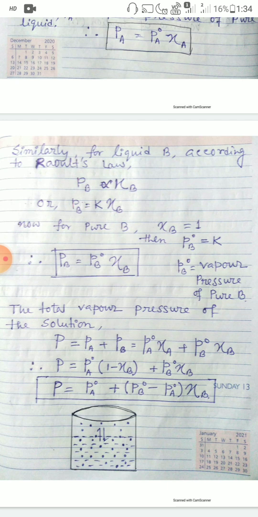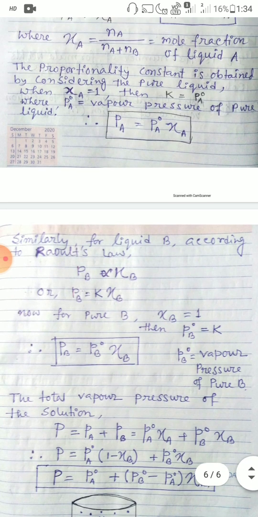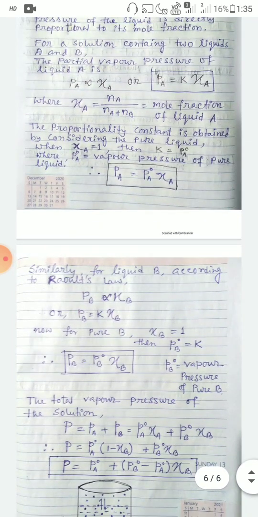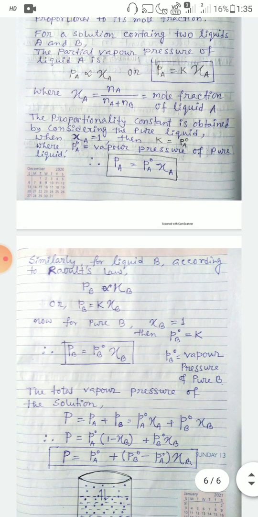So the total pressure P is equal to Pa0, the partial pressure of A in the pure state, plus Pb0, the partial pressure of B in the pure state, minus Pa0 into Xb, the mole fraction of B in solution. This is the mathematical form of Raoult's law. Important law, you have to remember the law. Thank you.